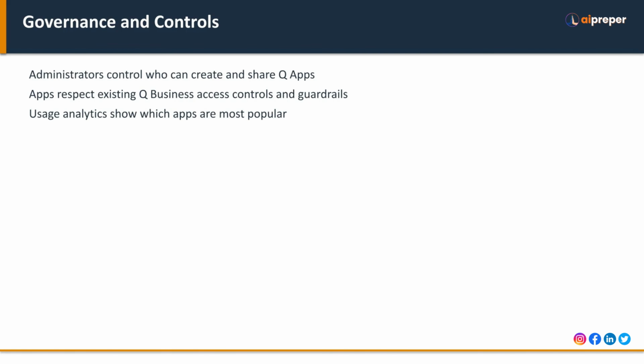Governance and controls are essential. Administrators manage who can create and share Q apps, which respect existing Q business access controls and guardrails. Usage analytics provide insight into app popularity.